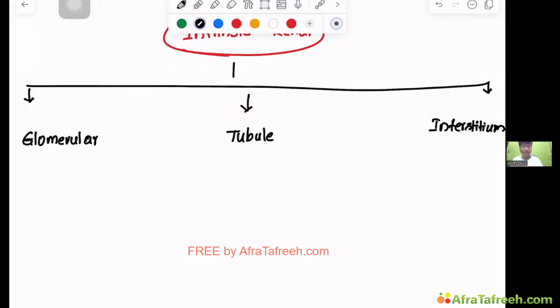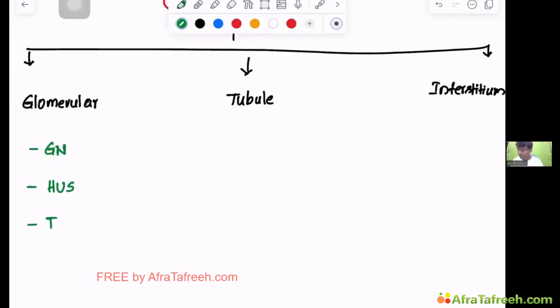Now, you take the glomerular pathologies. The glomerular pathologies are mainly glomerulonephritis, that includes nephrotic syndrome as well as nephritic syndrome. Then hemolytic uremic syndrome. Then thrombotic thrombocytopenic purpura. Both of these conditions are very, very important. I will discuss them. Then disseminated intravascular coagulation. And another important one is malignant hypertension.